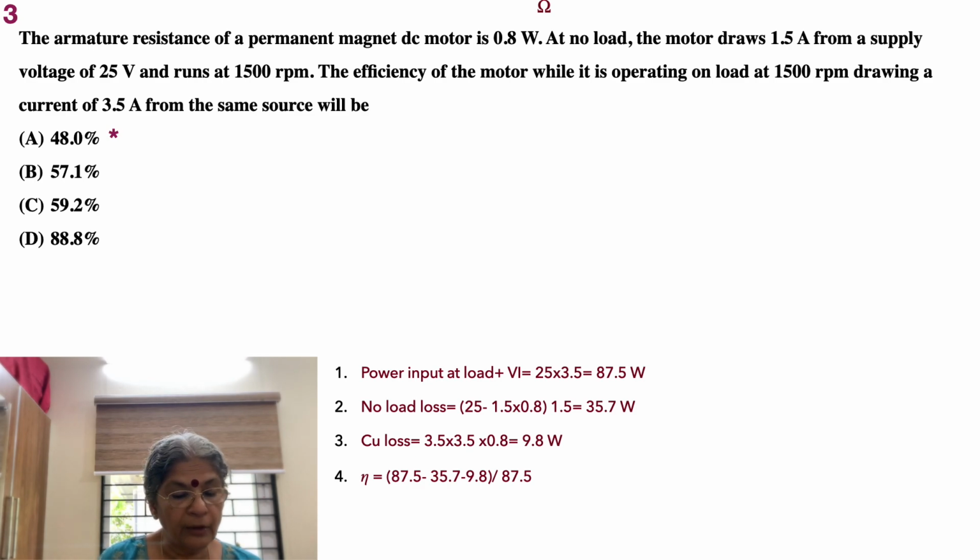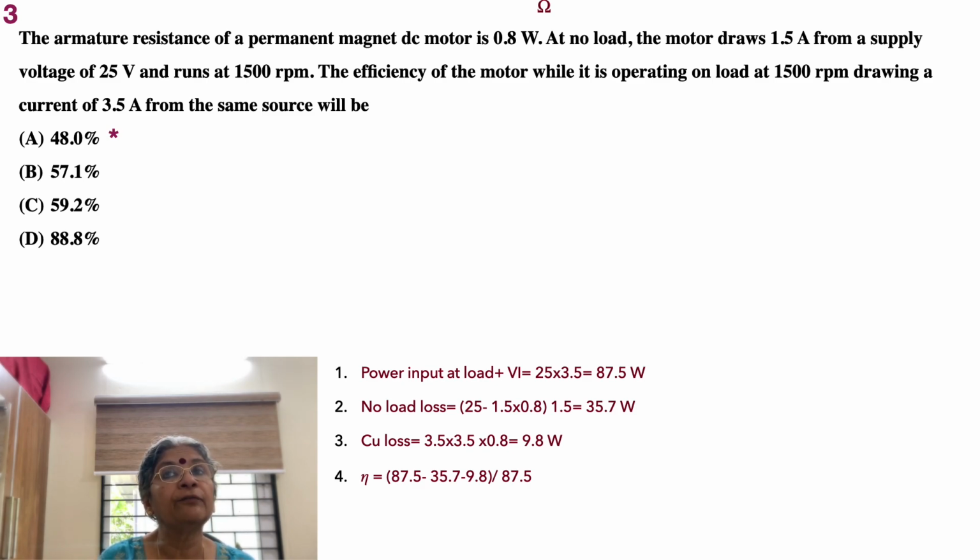Now efficiency is equal to the output, which is equal to input minus both the losses. That is 87.5 minus 35.7 minus 9.8. The losses become larger than 45 watt. 87.5 is the input and 45 is going to be the loss, so the rest alone is available. It's less than 50%. So of all the options, efficiency is definitely less than 50%, and that's equal to 48%. Of course, you can calculate it as 87.5 minus 35.7 minus 9.8 divided by input, which is 87.5, and find the ratio. So this is very simple.